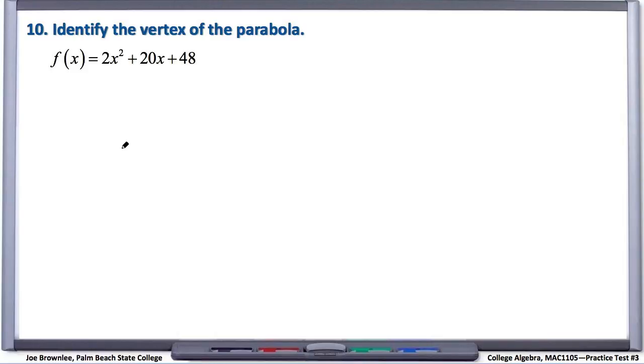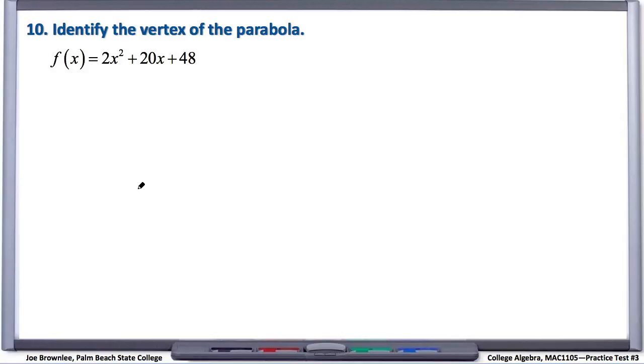Number 10, identify the vertex of the parabola, and we've been given f of x equals 2x squared plus 20x plus 48. And because we've been given the equation in standard form, I think what we'll do is we will make this a two-part video, so to speak.